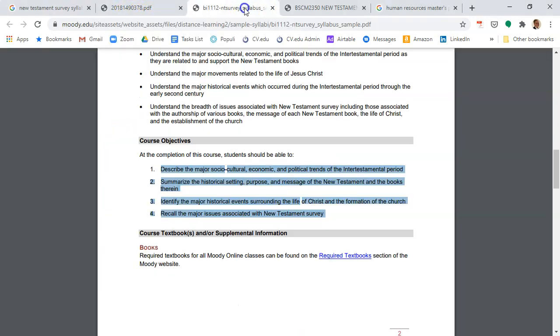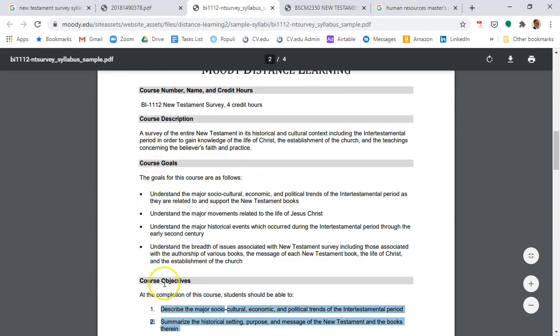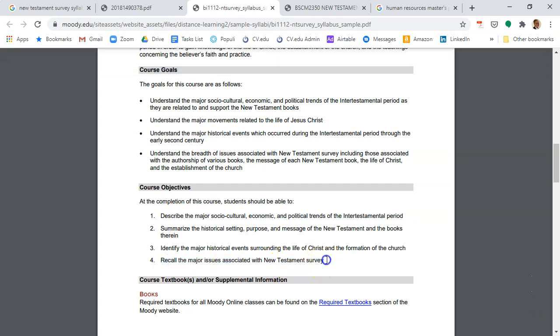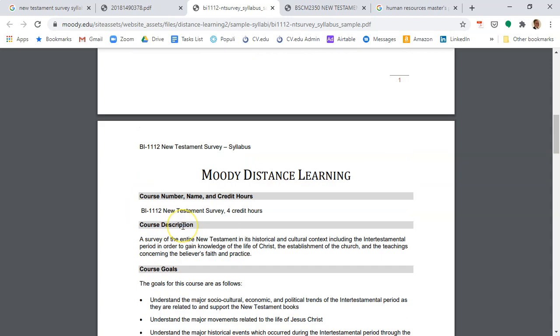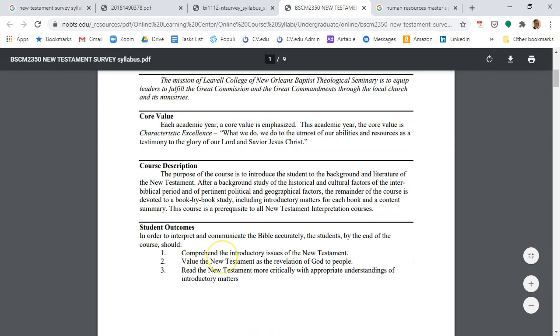And you can see here, this is Moody Distance Learning. They have goals that are different from objectives. And the objectives, these are pretty well written. You can see this is lower level Bloom's. He's saying describe, then summarize is a little bit more complicated. And then identify, that's also lower level Bloom's, and this is also lower level Bloom's. So you could use this in your learning inventory, but you might want to look to see which ones are best.